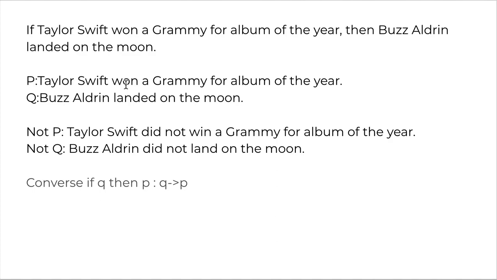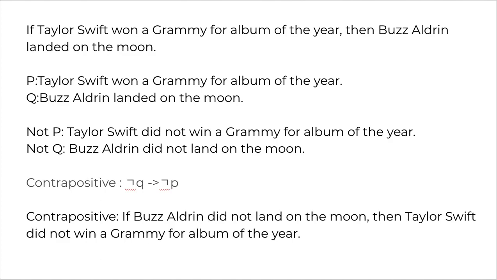Okay, so next question. Let's write the converse of the statement, and the converse is written as if Q then P. That is, you just write it as if Q then P. So you have Q right here and you have P right here. So if Buzz Aldrin landed on the moon, then Taylor Swift won a Grammy for Album of the Year. Okay? If Q, then P.